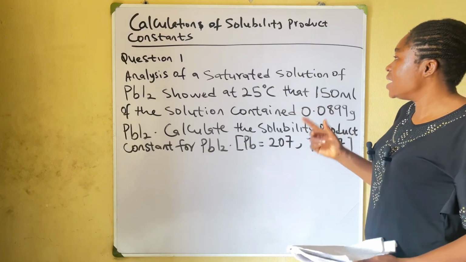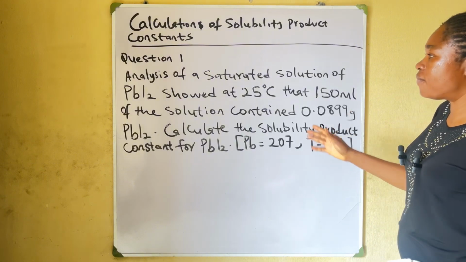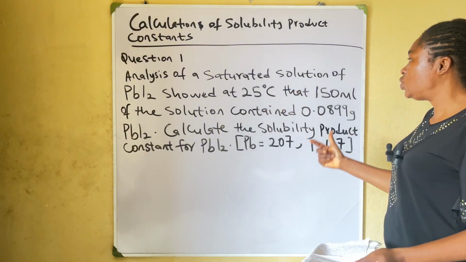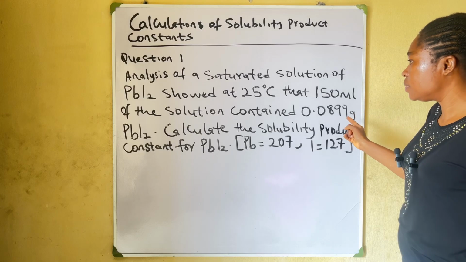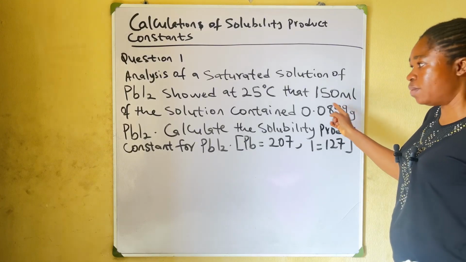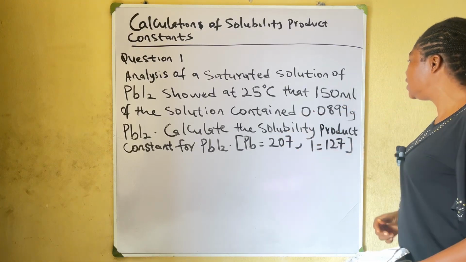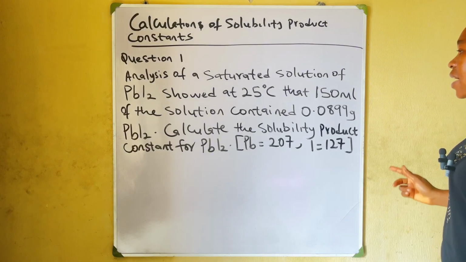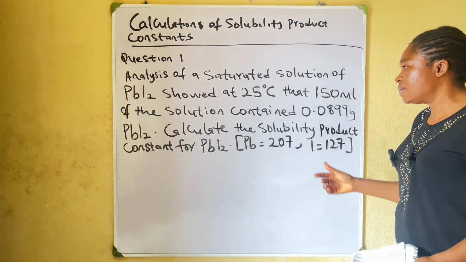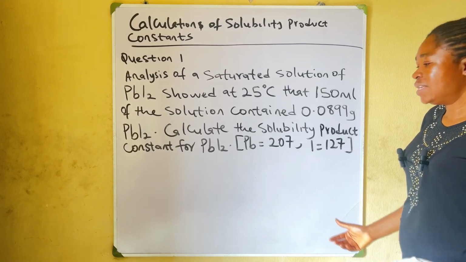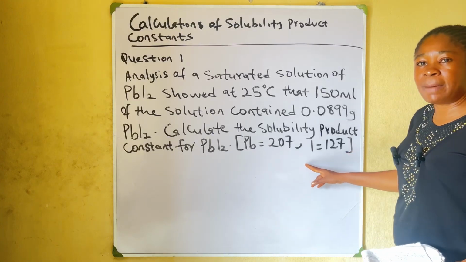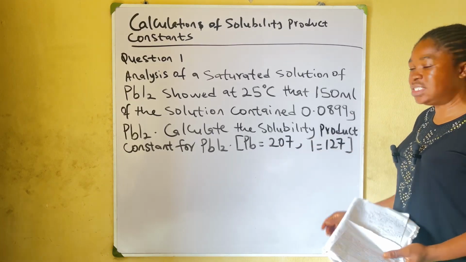Question number 1. Analysis of a saturated solution of lead 2 iodide showed at 25 degrees Celsius that 150 ml, which is the same as 150 cm cube, of the solution contained 0.0899 grams of lead 2 iodide. Calculate the solubility product constant for lead 2 iodide. So this is the relative molecular mass for lead and iodine.